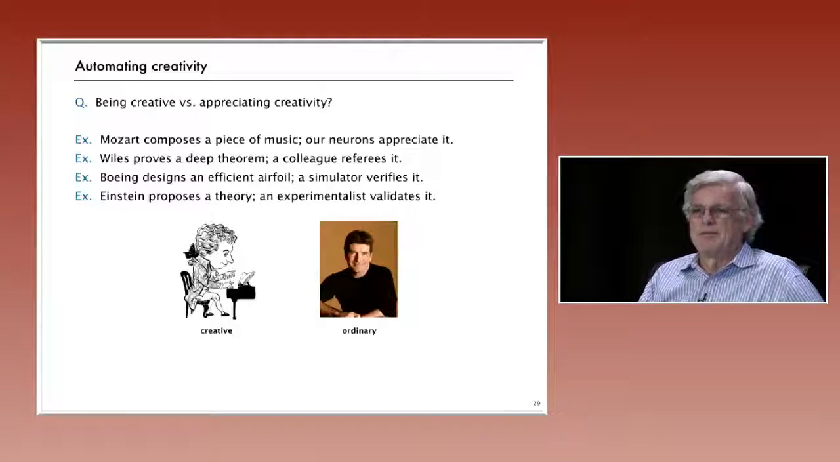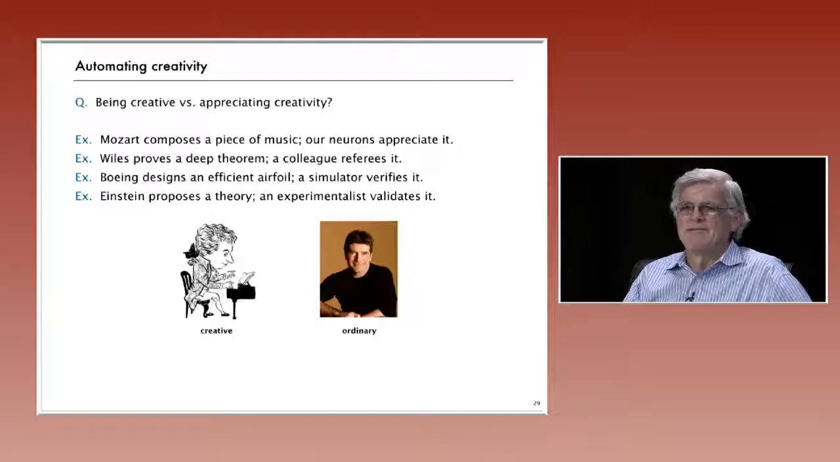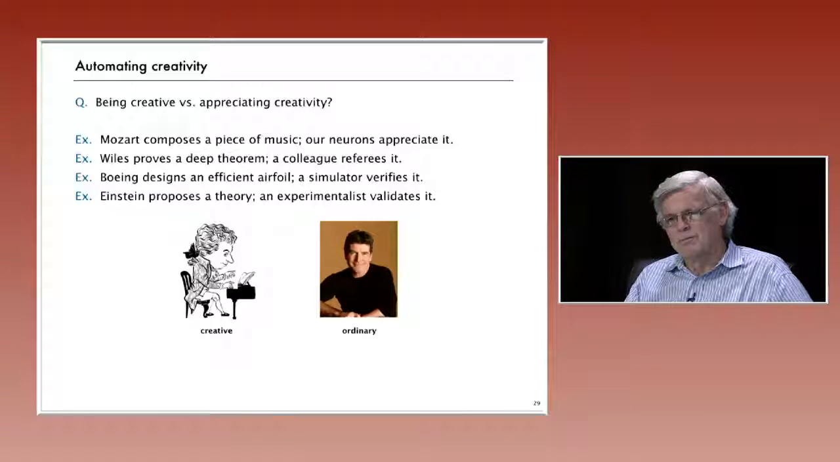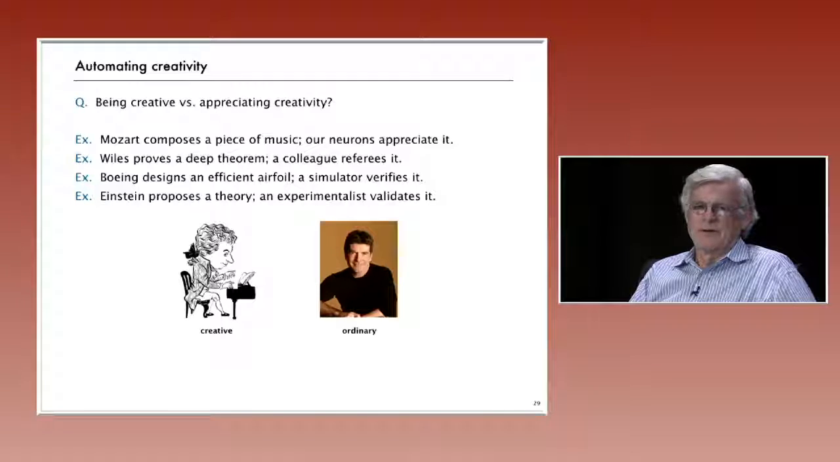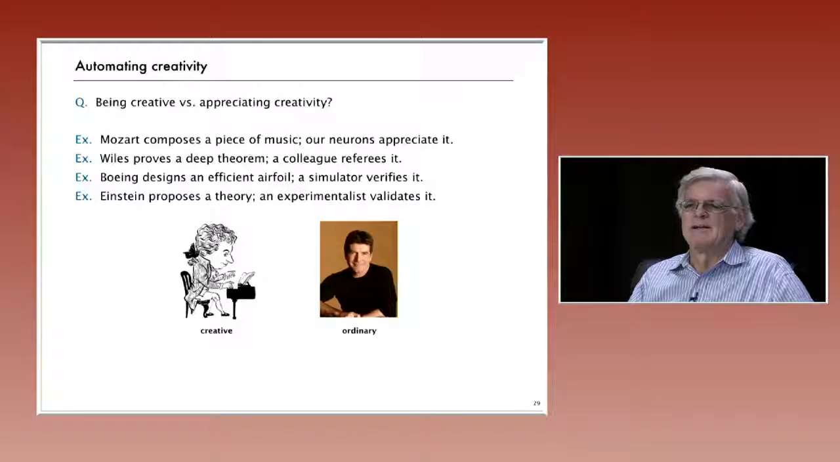Here's another way to think about P versus NP. It's like the idea of automating creativity. It's one thing to be creative, it's another thing to appreciate creativity. Mozart comes up with a piece of music. Once that thing is created, we can appreciate it. Or Andrew Wiles proves Fermat's Last Theorem, and however he came up with it, there's a way to check it. Somebody can check it. Or somebody designs an airfoil or an airplane wing, we can verify that it has the properties that it's supposed to. Or Einstein proposes a theory, somebody can validate it.